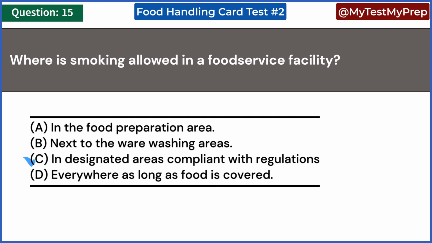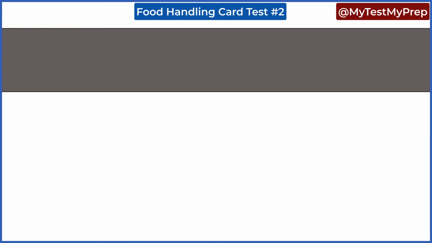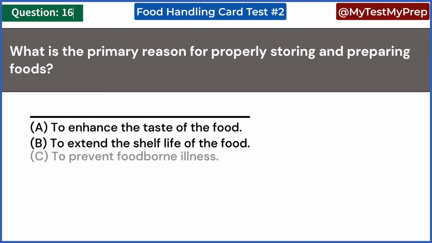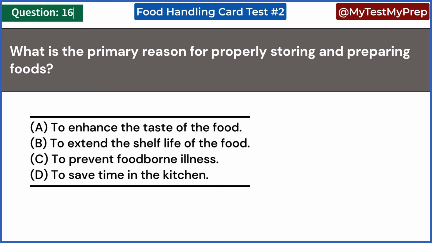Answer C. In designated areas compliant with regulations. What is the primary reason for properly storing and preparing foods? A. To enhance the taste of the food. B. To extend the shelf life of the food. C. To prevent foodborne illness. D. To save time in the kitchen.